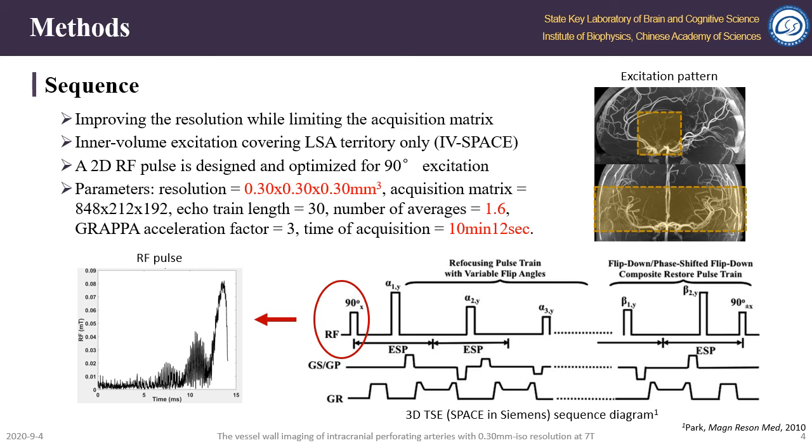Therefore, we designed an in-volume excitation covering the LSA territory only, as the right figure shows. The 3D TSE sequence was named SPACE in Siemens scanner, which was composed of the excitation pulse, the variable refocusing flip angle trains, and the magnetization restore module. Here, the excitation pulse was replaced by our customized 2D RF pulse for in-volume excitation.